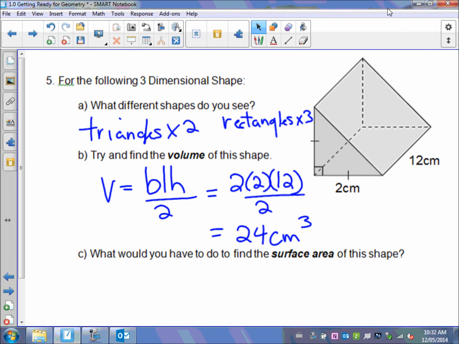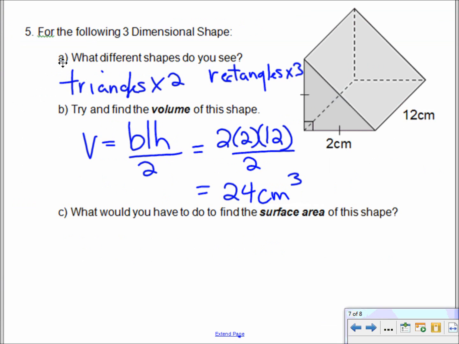Okay. Last one, guys. We're almost there. Okay, so what do you have to do to find the surface area of this shape? So there's 2 things here. You can actually break this down, and they call it drawing a net. And basically, we know that there are 5 shapes here, right? 2 end triangles and 3 sides. Do you agree with that?